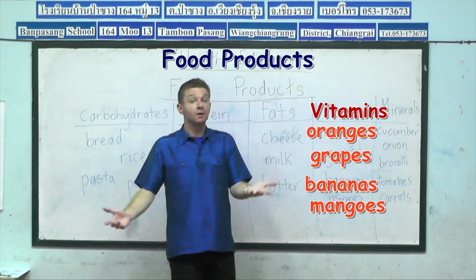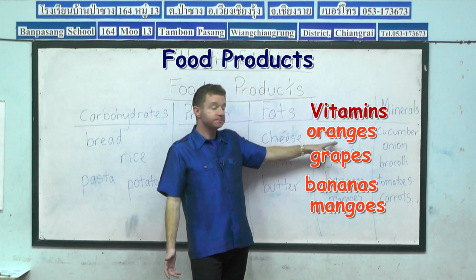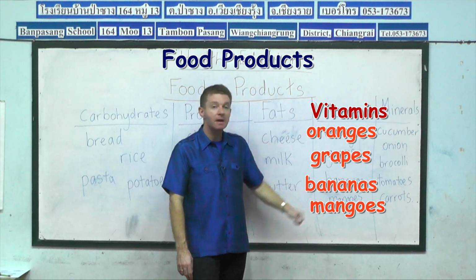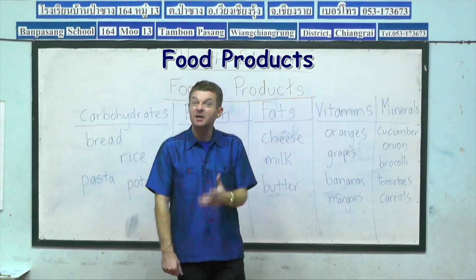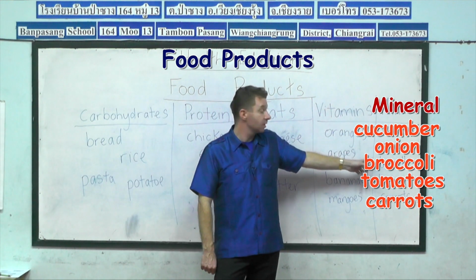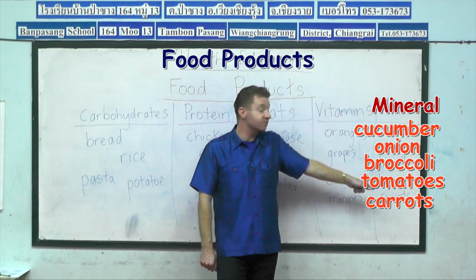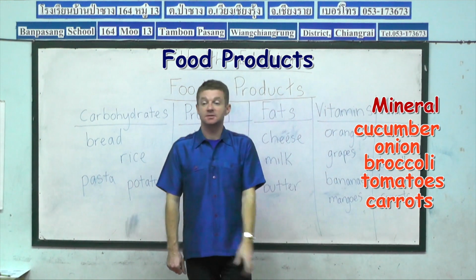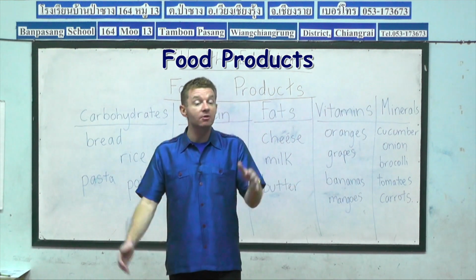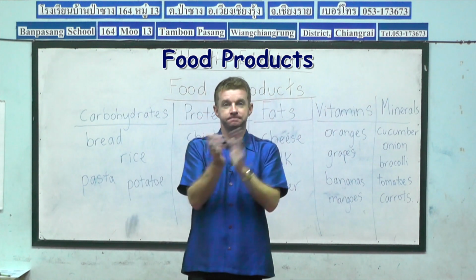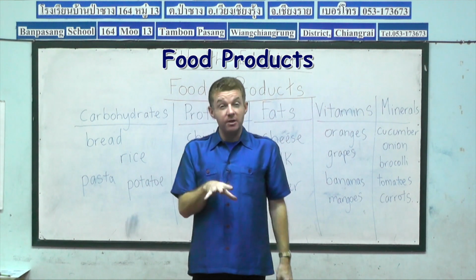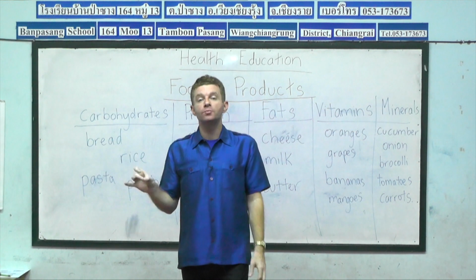Vitamins, the fruits group, oranges, grapes, bananas, and mangoes. And finally, minerals, cucumber, onion, broccoli, tomatoes, and carrots. We get our minerals mainly from vegetables. Guys, that was brilliant, very well remembered. So that was a recap of the previous lesson when we learned about food products.